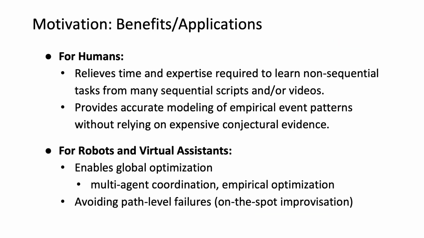This can help humans automate the time-consuming process of learning non-sequential tasks from many sequential resources. It also provides an accurate model of empirical event patterns without having to solely rely on conjectural evidence. For robots and virtual assistants, this can enable global optimization and facilitate multi-agent coordination. It will also teach robots to navigate mistakes and perform on-the-spot improvisation to avoid path-level failures.